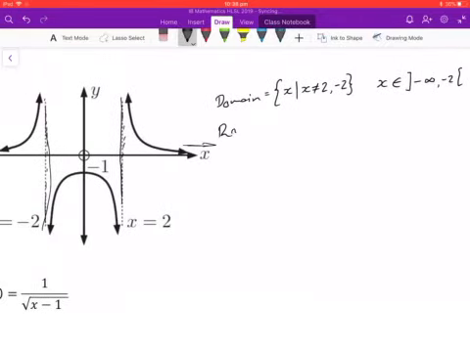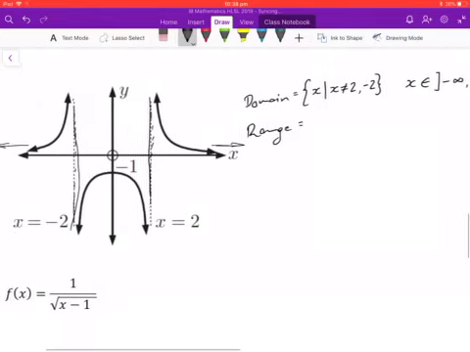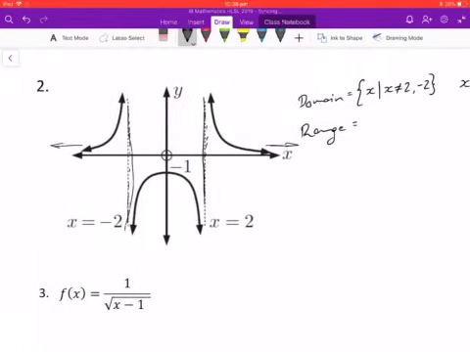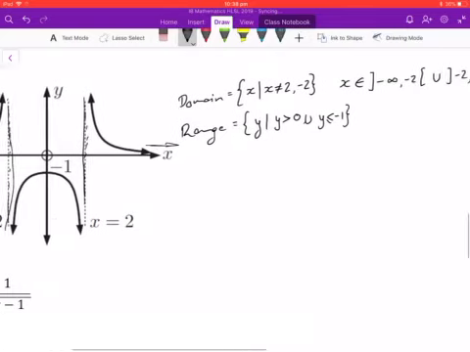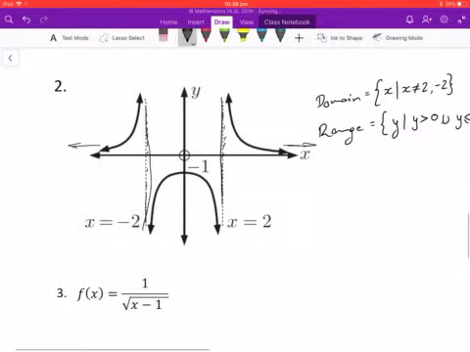What about the range? Actually, there's only one value that y never gets to. Oh, I correct that. There are two values that are important here. So in the case of y, y is greater than 0, it never touches that, and y is less than or equal to -1. I'll let you think about how you might use interval notation for that.